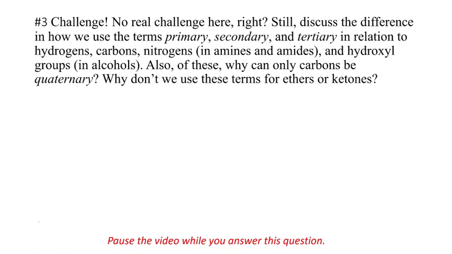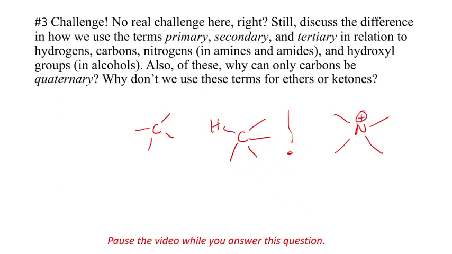Why can only carbons be quaternary? Well, think about it. We can have a carbon that's attached to 4 other carbons. But we can't talk about a hydrogen attached to a carbon that has 4 carbons to it because that wouldn't look very good. Okay, what about amines? Well, amines, same deal. If we try to attach a 4th carbon to the amine, the nitrogen gets a plus charge, and this isn't an amine anymore. It's called an ammonium ion.